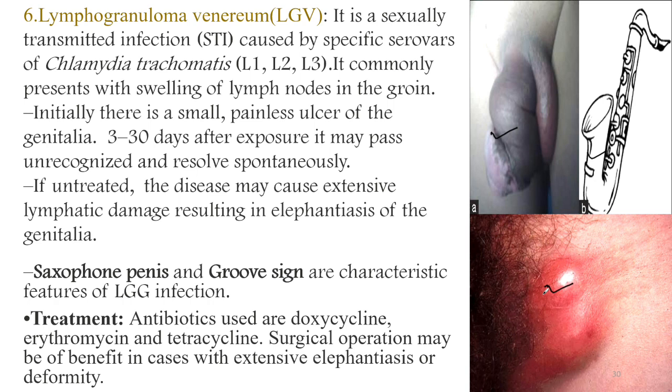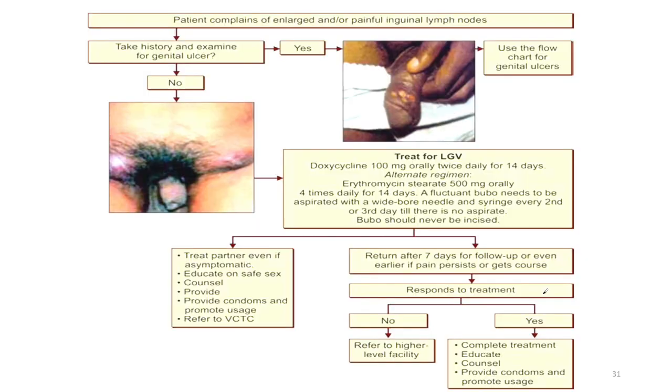What are the treatment options available? Usually antibiotics are used, like doxycycline, erythromycin and tetracycline. Surgical operation may be of benefit in cases with extensive elephantiasis or deformity. This is the chart to manage a patient complaining of enlarged and/or painful inguinal lymph nodes.